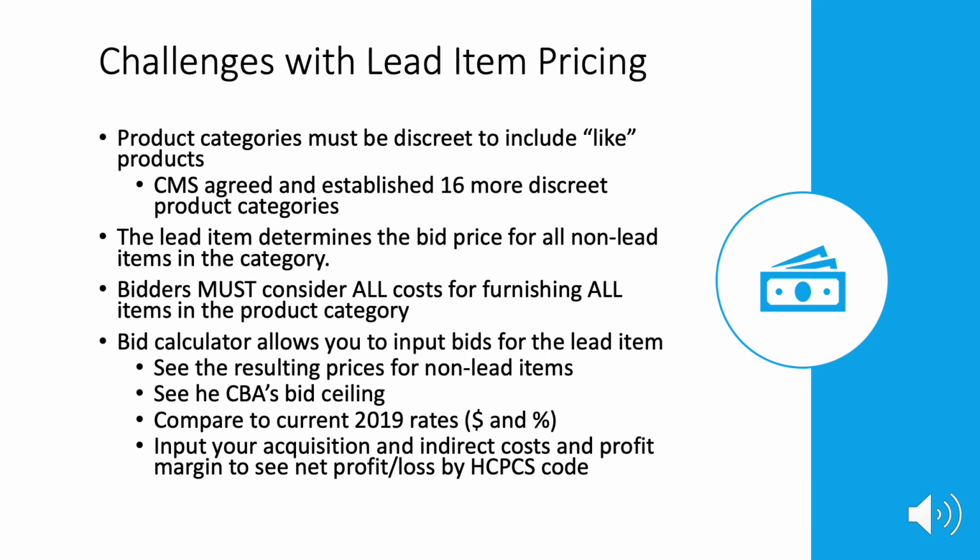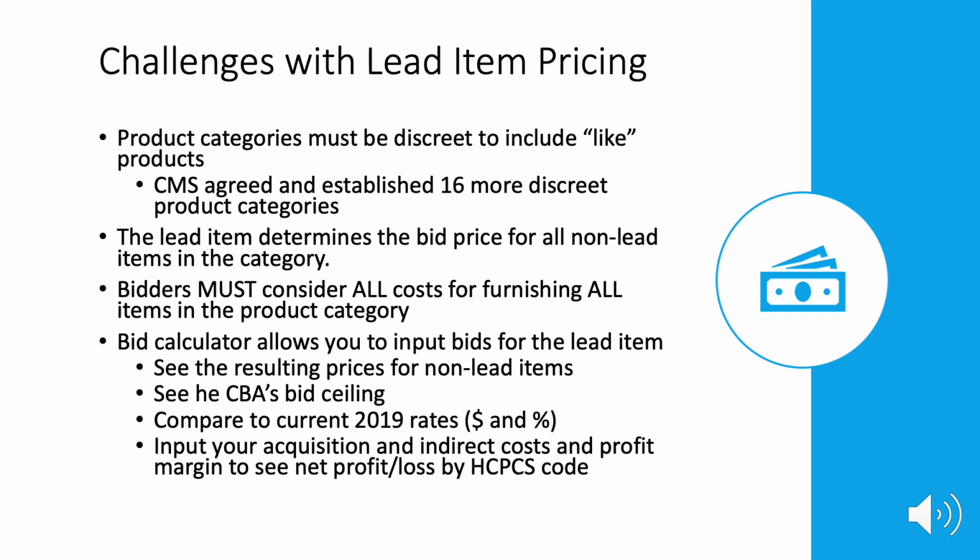Now, the most important thing about lead item pricing when we're talking about challenges is making sure that bidders consider all of their costs for furnishing all the items in the product category. It's important that just because you're inputting a single price as the lead item, you still have to look at the impact of that lead item pricing and how that cascades and creates prices for all the non-lead items. We've created a bid calculator tool on this website that allows you to do a significant amount of analysis and understand the impact of different lead item prices on all the non-lead items in a particular product category.